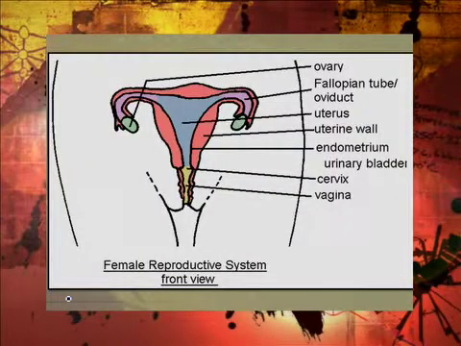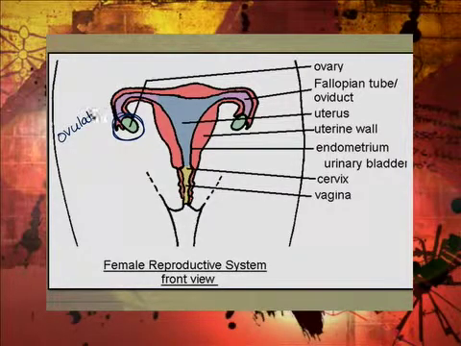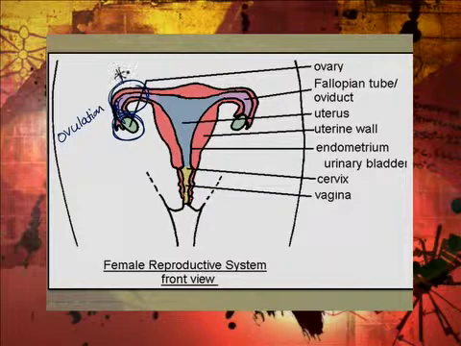So, we need to focus once again on the female reproductive system, and we know that the ovary is where the ovum or the egg cell is going to be produced. These terms should now be very familiar to you. The process of ovulation is when the egg is released from the ovary and moves into the fallopian tube. We also know that it's in the fallopian tube where fertilization will take place. The egg will move then into the uterus.